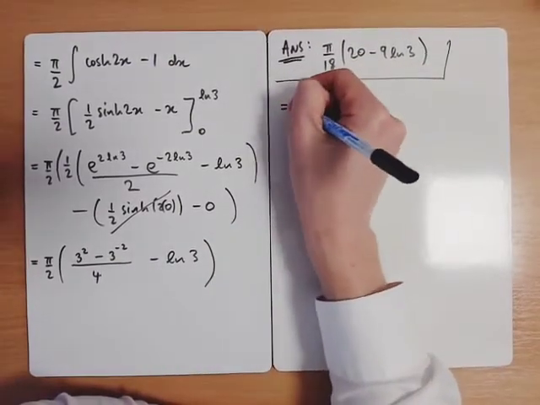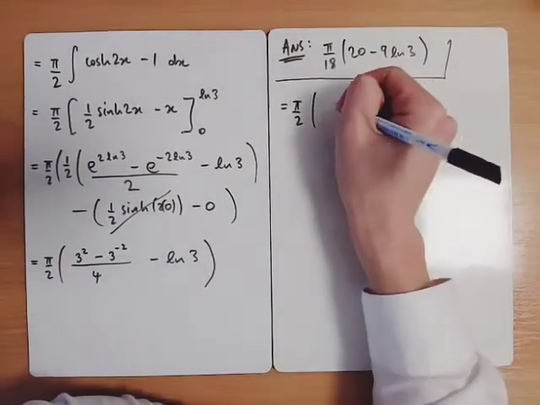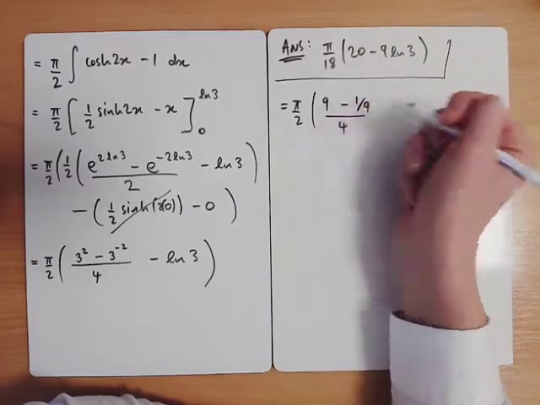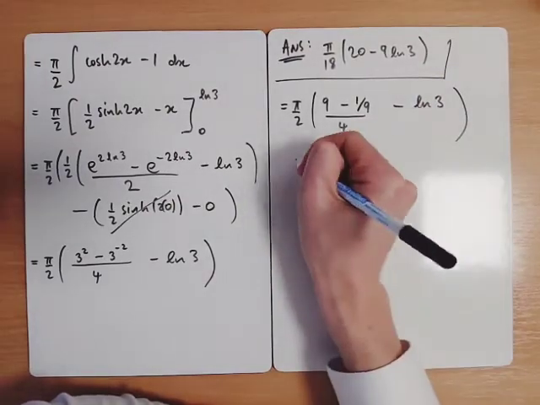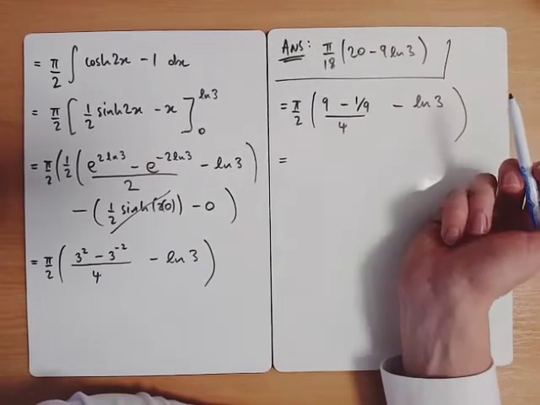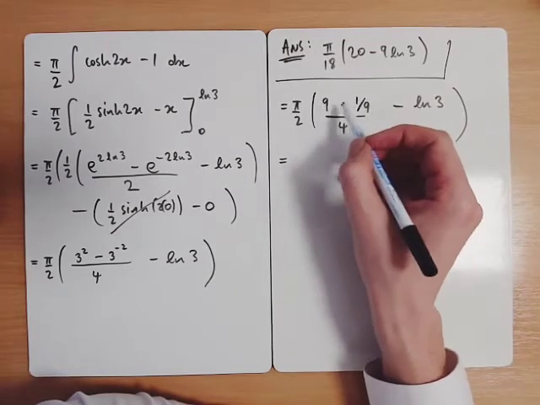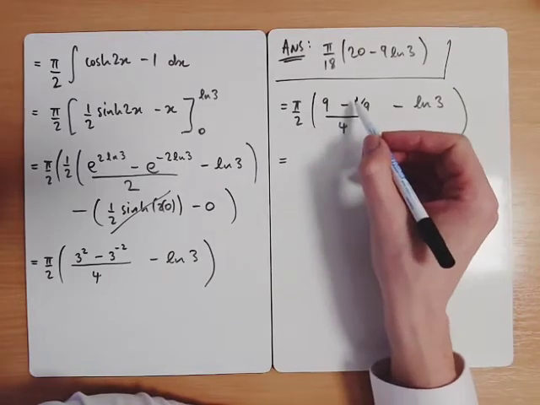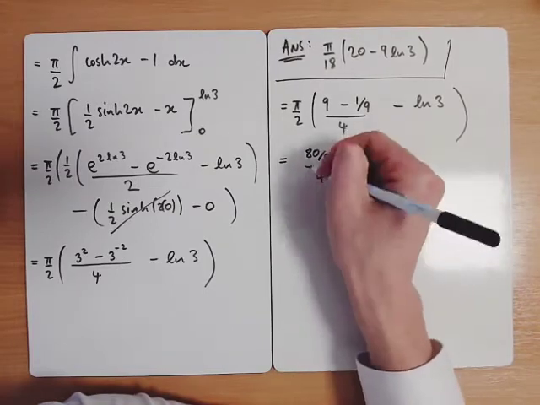We've got pi over 2. At this point we can probably reach for the calculator, can't we? But we've got 3 squared, which is 9, minus a ninth, all over 4, and minus ln 3. We're aiming to get pi over 18 and 20 here. If we group this together, thinking about this as ninths, and we've got 81 minus 1, so that would be 80 over 9 divided by 4.